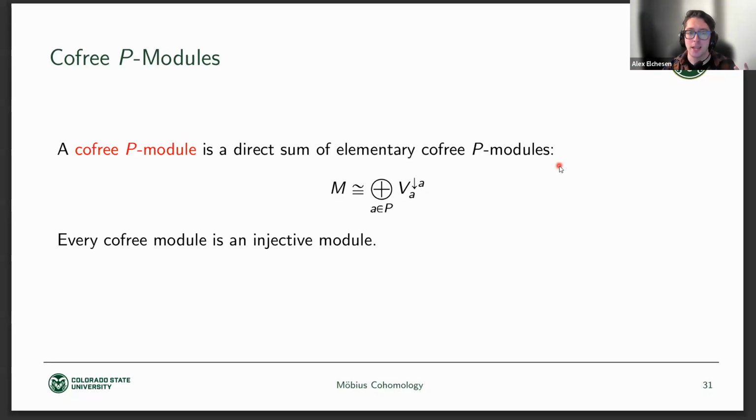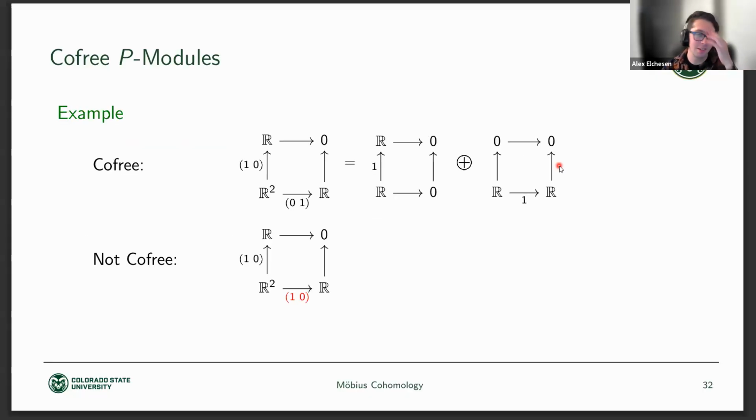Not only that, they're also acyclic, meaning their Möbius cohomology is trivial. It's all concentrated in degree 0. And that's a consequence of the fact that we were able to use them to define the Möbius cohomology. Okay, so here are our examples from before. That first module we defined, where you project onto X, project onto Y, is actually co-free. It's a direct sum of an elementary co-free module and another elementary co-free module. This bottom one is not co-free. It doesn't split this way.